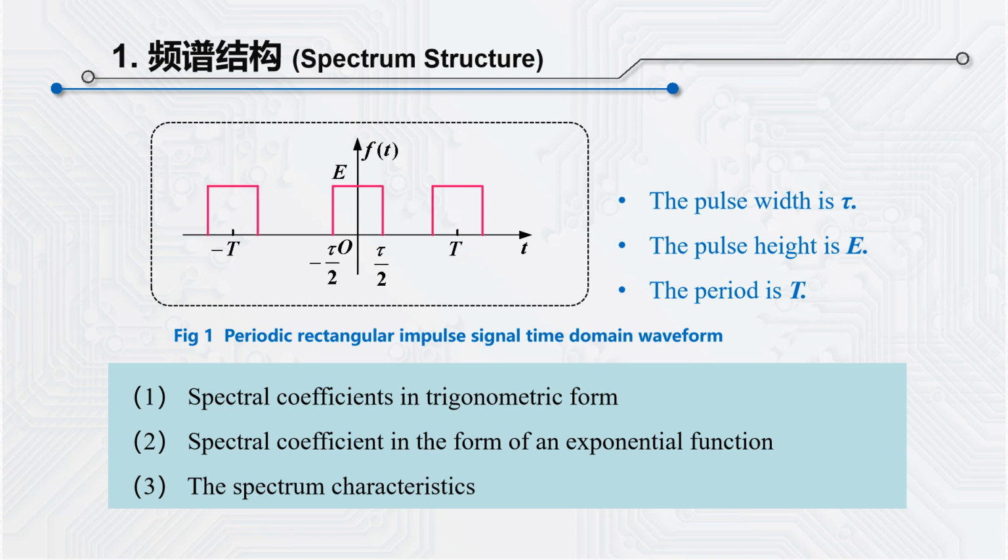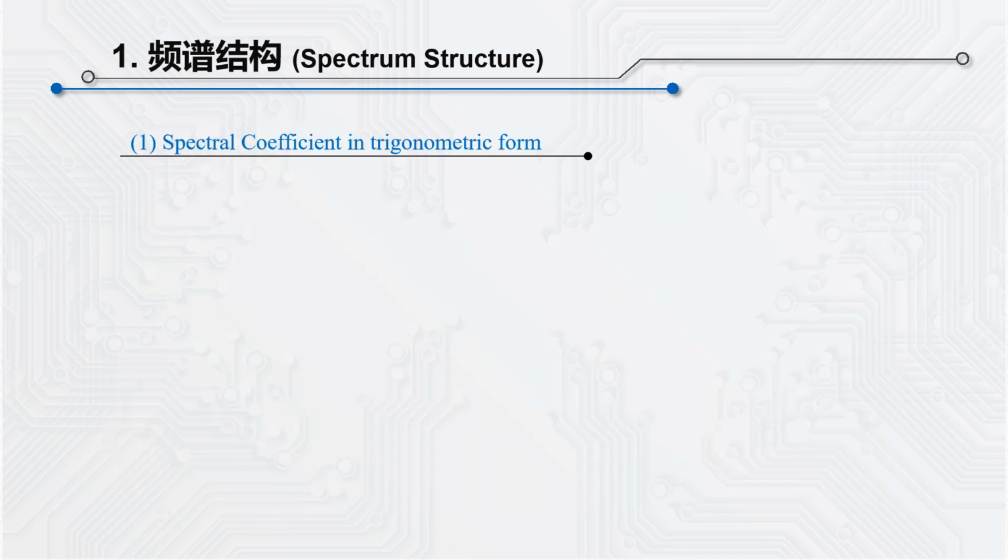Figure 1 is the time domain waveform of periodic rectangular pulse signal. In this figure, the width of this pulse is tau, the height of the pulse is E, and the period is T. Based on what we learned before, periodic signals can be decomposed through Fourier series. So we can get a spectrum in trigonometric form, and we can also get a spectrum in exponential form. This section focuses on the spectrum in exponential form.